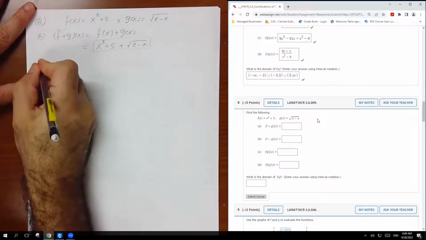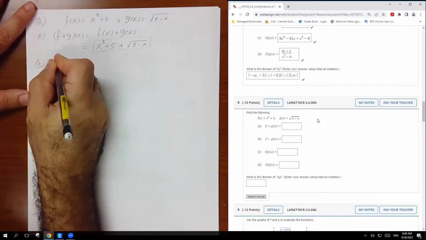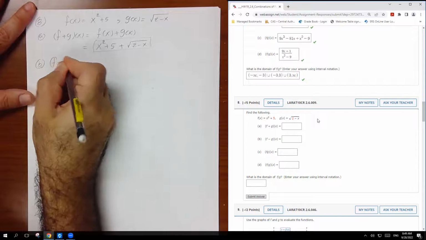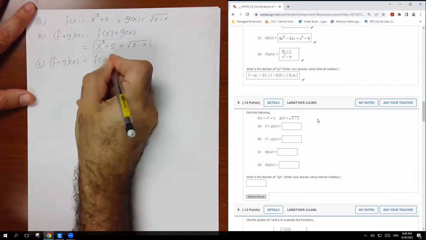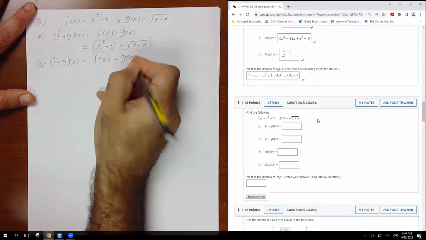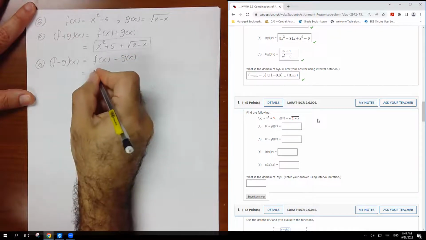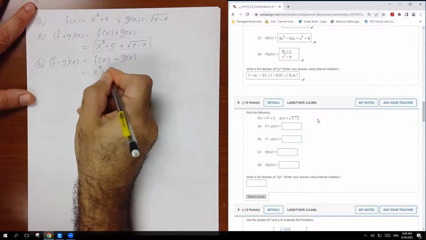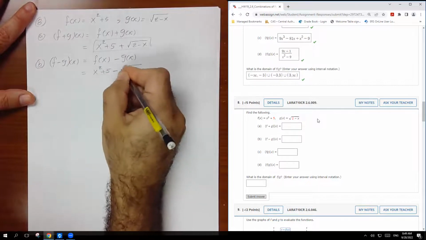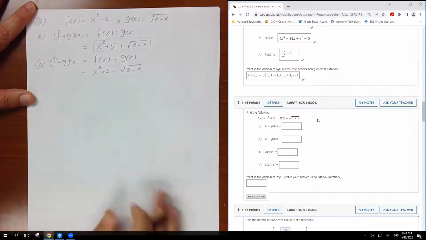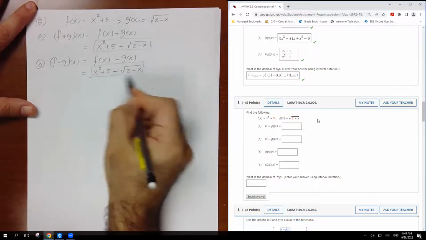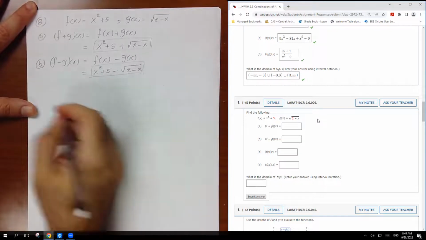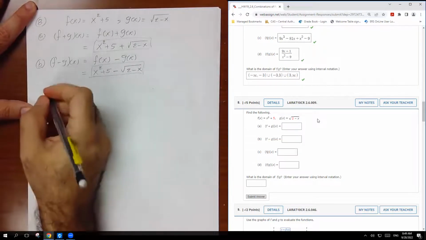The same thing with the b. If you say f minus g of x is going to be f of x minus g of x, which means f of x, which is x squared plus 5, minus g of x, which is square root of 2 minus x. That's it. You can't simplify, and check the difference, just the sign. The same thing with multiplication.